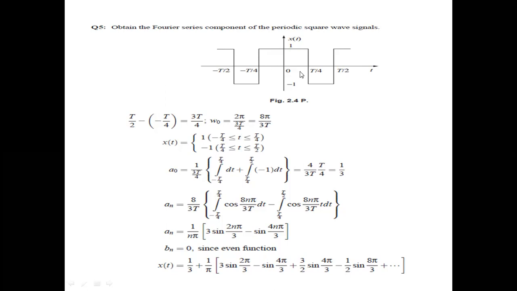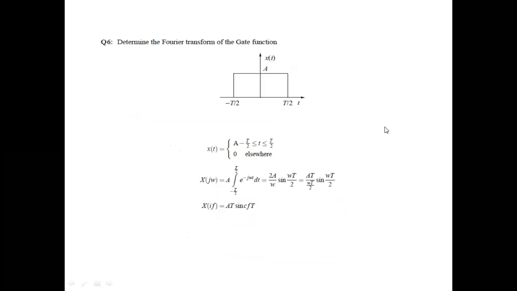See, observe here, minus 1 is from T by 4 less than or equal to t less than or equal to T by 2, and 1 varies from minus T by 4 to T by 4. So I am taking from minus T by 4 to T by 2. What is the x of t? Then you can find the a naught, an, and bn values to get the Fourier series components. Okay, it's a Fourier series, my students.